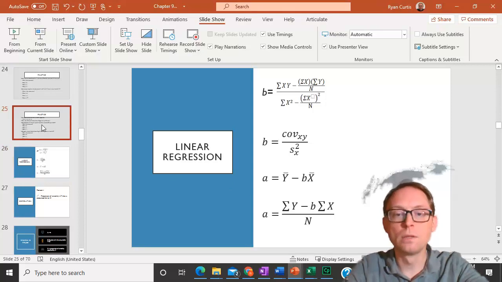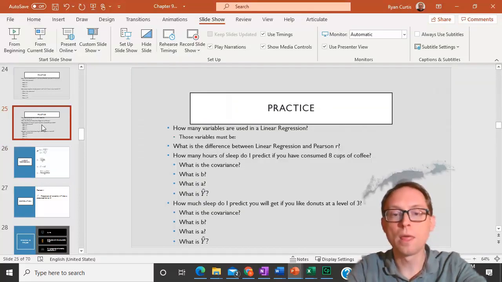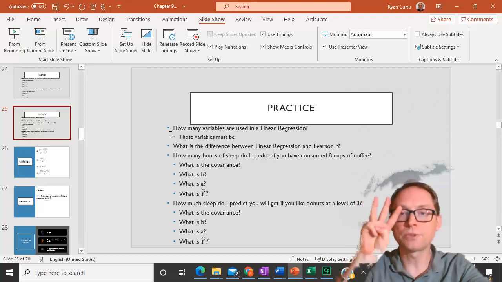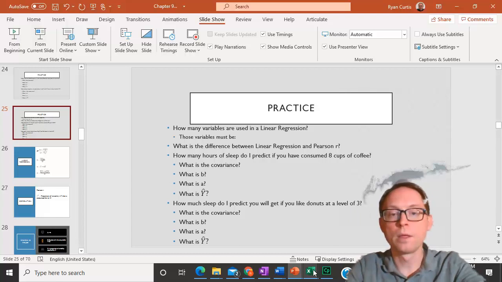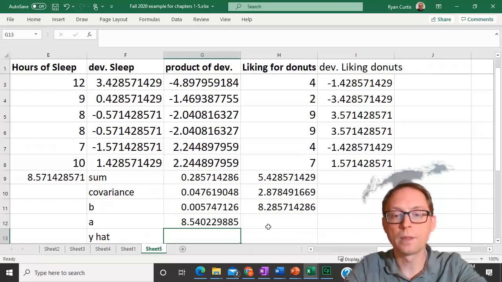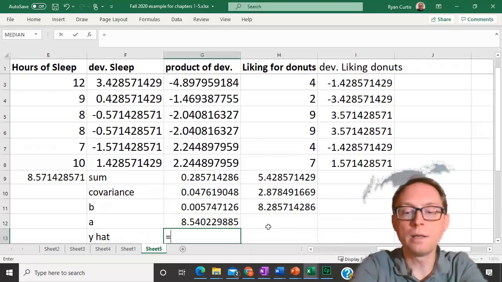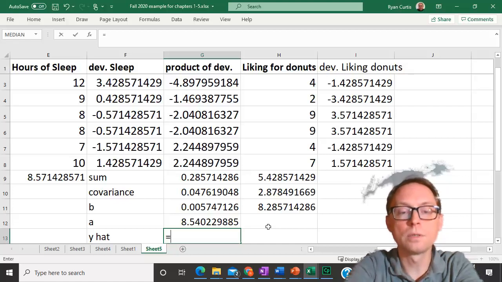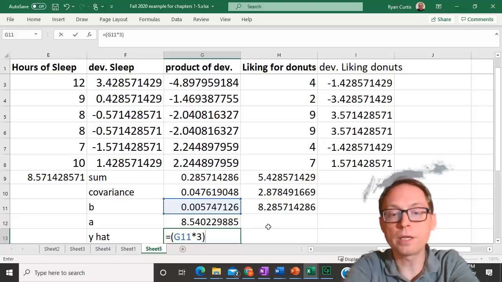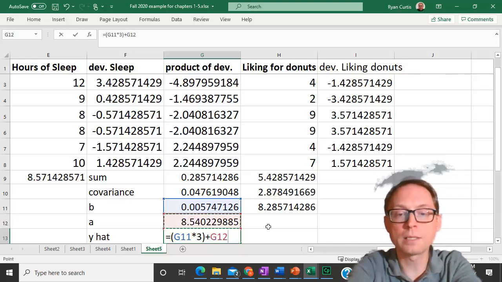So in this case, we told you: how much sleep do I predict you will get if you like donuts at a level of 3? So x is 3. I gave you x, it's 3. How much sleep do you predict I'm going to get if I like donuts at a level of 3? In this case, we want y equals b times x, so b times 3, because I gave you 3 in the problem, plus a. Y equals bx plus a.